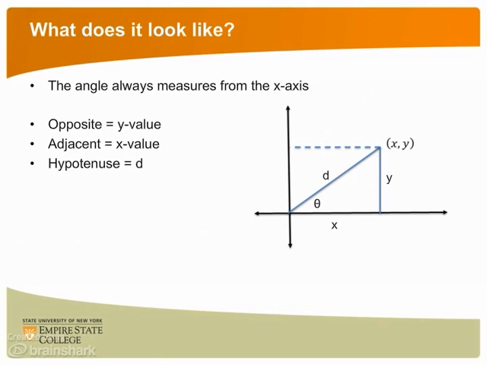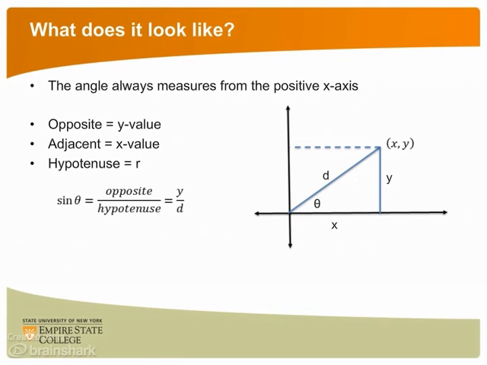We also draw in the line straight down from the point to the x-axis. The sides of the triangle formed have lengths equal to the x value and the y value. The angle we consider is the angle between the x-axis and the hypotenuse. With these definitions, the y value is the length of the opposite side. The x value is the length of the adjacent side, and d is the length of the hypotenuse.